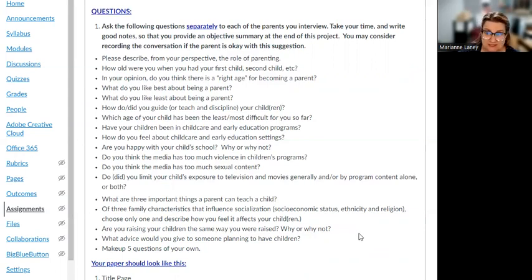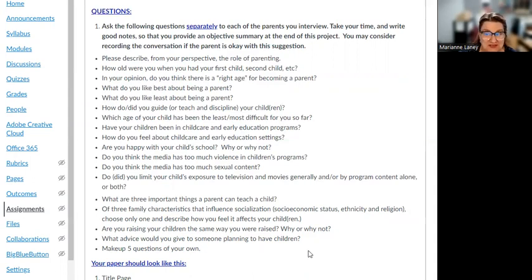What do you think sticks out to them? Is it money? Is it their ethnicity and religion? Ethnicity, you could add culture in there if you want to. Okay. Ethnicity, again, is what we're born with, but culture is what we learn. Are you raising your children the same way you were raised? Why or why not? What advice would you give to someone planning to have children?